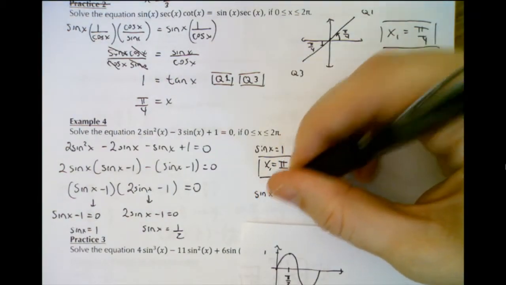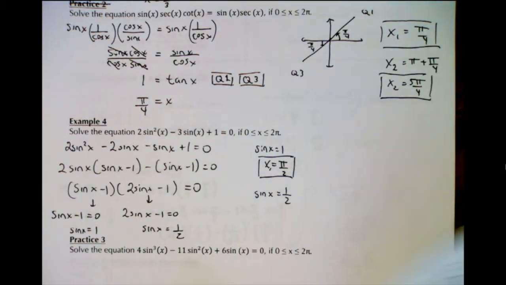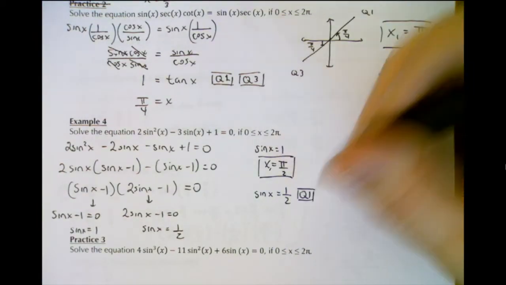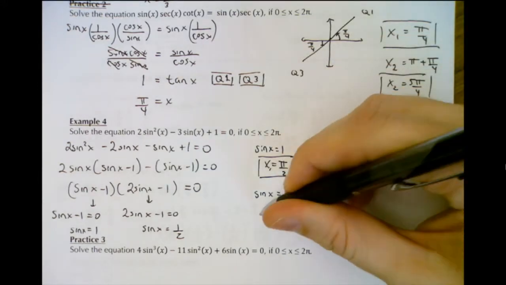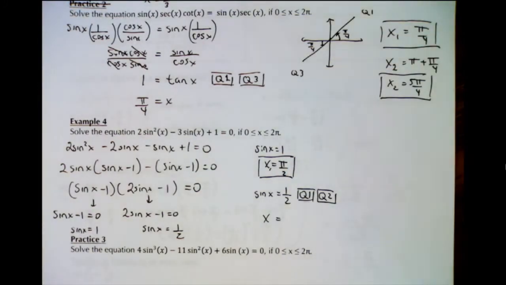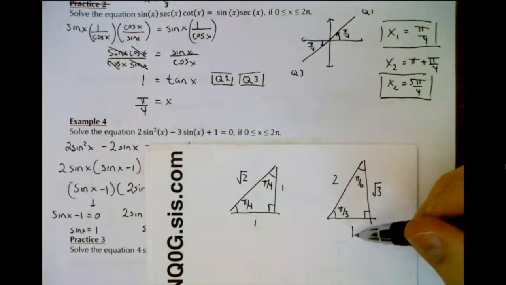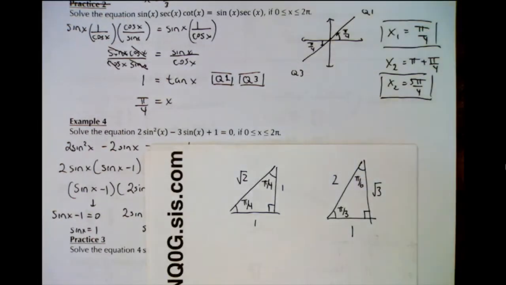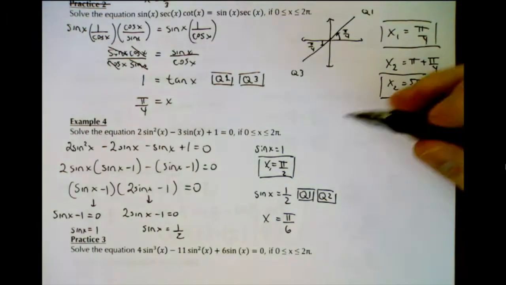To solve when sine x equals 1/2, you're going to have answers in quadrant 1 and quadrant 2 because sine x is positive, and according to the CAST rule, that's when sine is positive. If you do sine inverse of that fraction, or if you use your special triangles, this triangle has the 1 and the 2. Sine is opposite over hypotenuse, so sine of pi over 6 is 1 over 2. So we've got pi over 6 in quadrants 1 and 2.